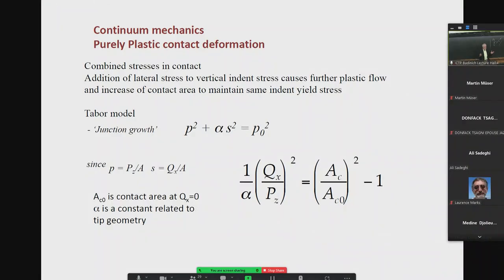So this is the thing that David Tabor produced. Essentially, in any system where you have a contact, where you've got some surface pressure, and you add an additional shear stress on top of that, you're going to have to maintain the same plastic yield condition, which means the sum of those two is going to be equal to some value of P naught. You unscramble that a little bit using the areas, and you get this equation here, which essentially says the contact area increases as you increase the shear stress. Okay, we'll come back to that later on, because we've managed for the first time to actually demonstrate it.